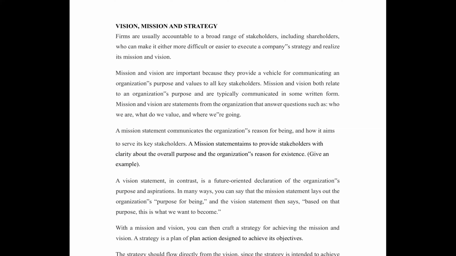So the mission and the vision are statements from the organization that answer the questions such as who we are, what we do, what we value, and where we are going. A mission statement communicates the organization's reason for being and how it aims to serve its key stakeholders. That is a mission statement. A mission statement does provide the stakeholders with clarity about the overall purpose and the organization's reason for existence.